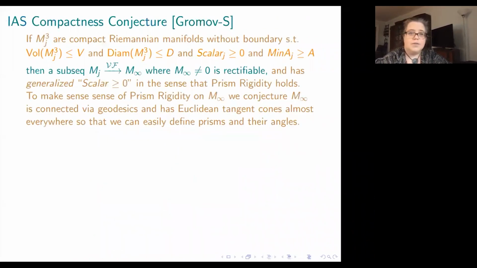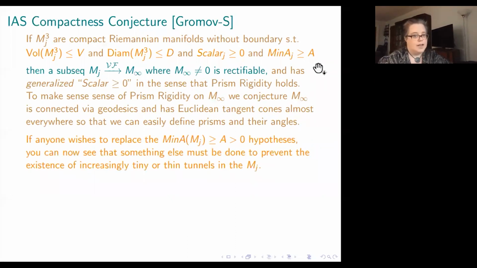So now we've got this. This is the hypothesis. This is just the conjecture again, exactly as I wrote it on the last slide. I just want to refer to it again. I know that there's some debate on whether we want to put the min A condition, and I do admit it here. See, I admit it, Misha. Okay, if anyone wishes to replace the min A condition, this hypothesis, we now see the various examples of what we have to try to force not to exist. So another condition would have to get rid of those examples.